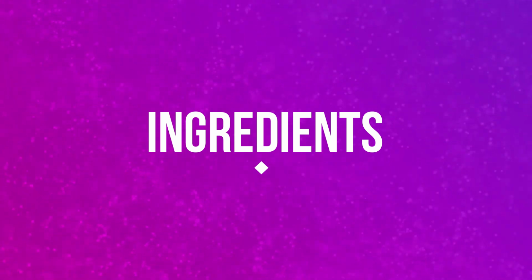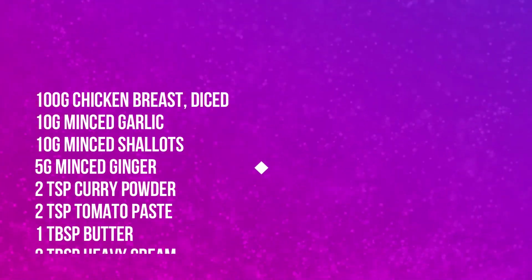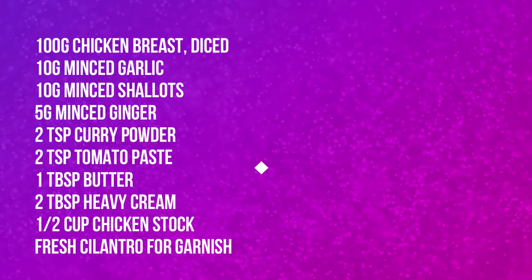To prepare this recipe, you will need the following ingredients: 100 grams chicken breast, diced, 10 grams minced garlic, 10 grams minced shallots, 5 grams minced ginger, 2 teaspoons curry powder, 2 teaspoons tomato paste, 1 tablespoon butter, 2 tablespoons heavy cream, half cup chicken stock, and fresh cilantro for garnish.